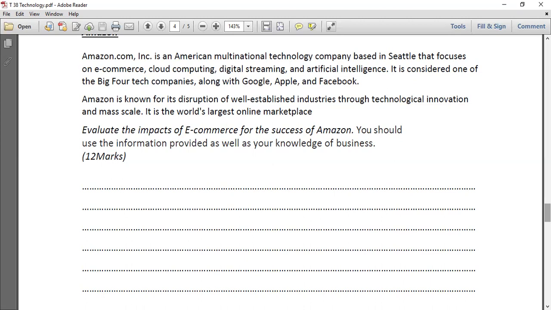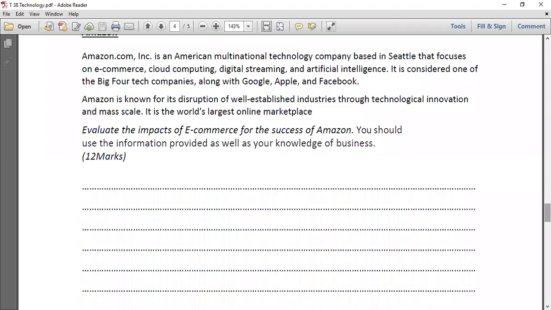Amazon is known for its disruption of well-established industries through technological innovation and mass scale, and it is the world's largest online marketplace. So the question is, evaluate the impact of e-commerce on the success of Amazon. You should use the information provided as well as your knowledge of business.